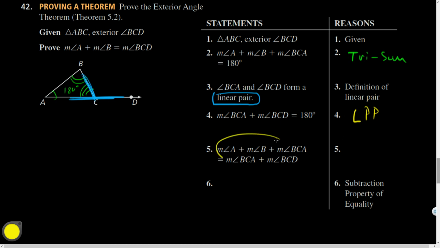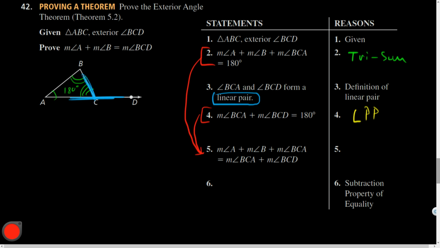All right, where on earth is this coming from, folks? Let's see, step 5 says measure A plus measure B plus this. I've seen that up here. And then it's got this, BCA, BCD. I've seen that down here. I'm assuming they're combining these two somehow. How are they doing that?